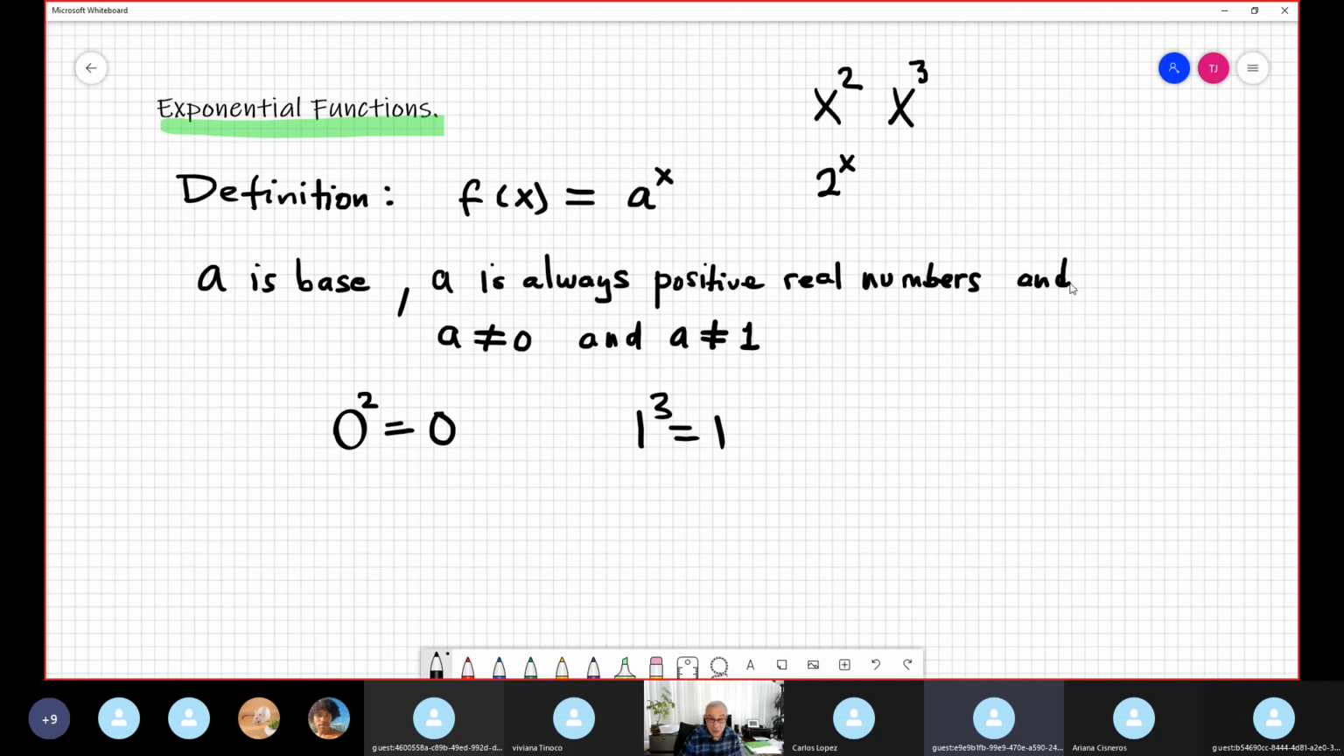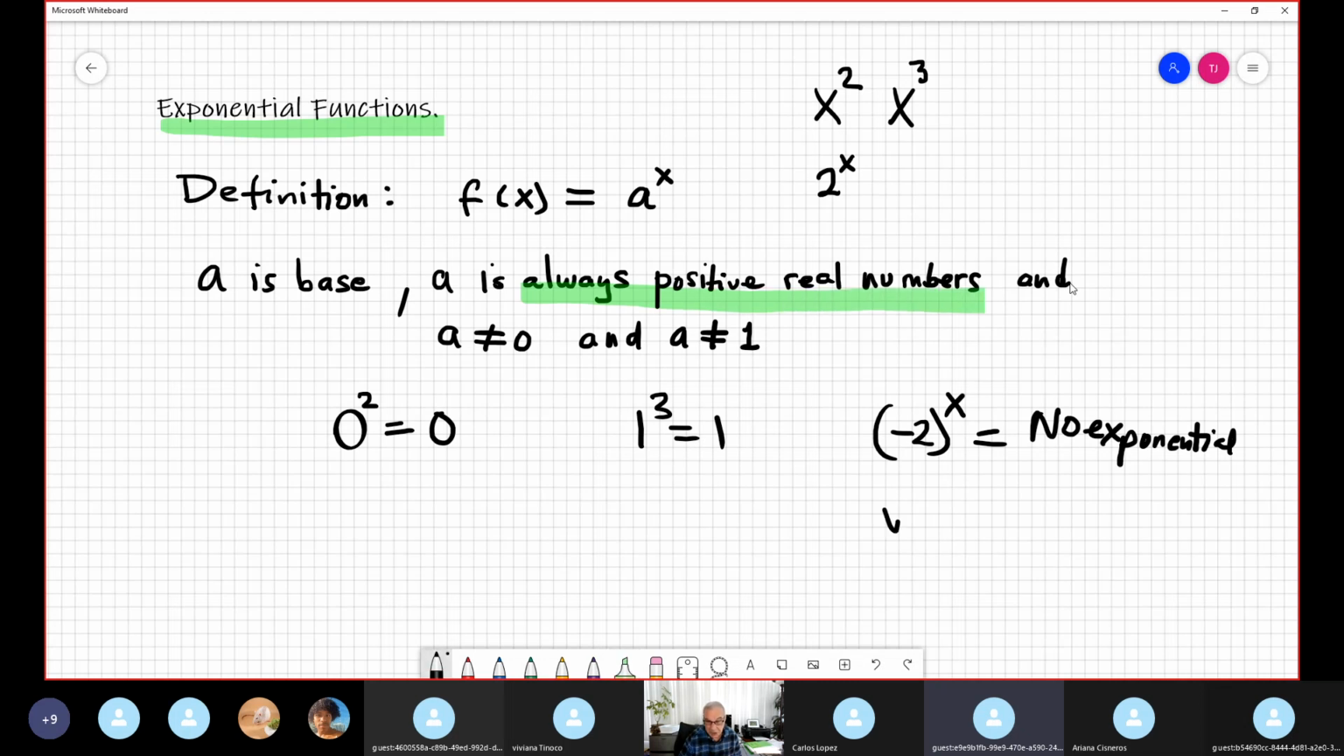And important, a negative number to the x is not an exponential. No exponential. This is nothing. It's illegal to plug it in here when the base is negative. The base is real. This is an important statement. Always positive. Real. Not negative. Maybe irrational.